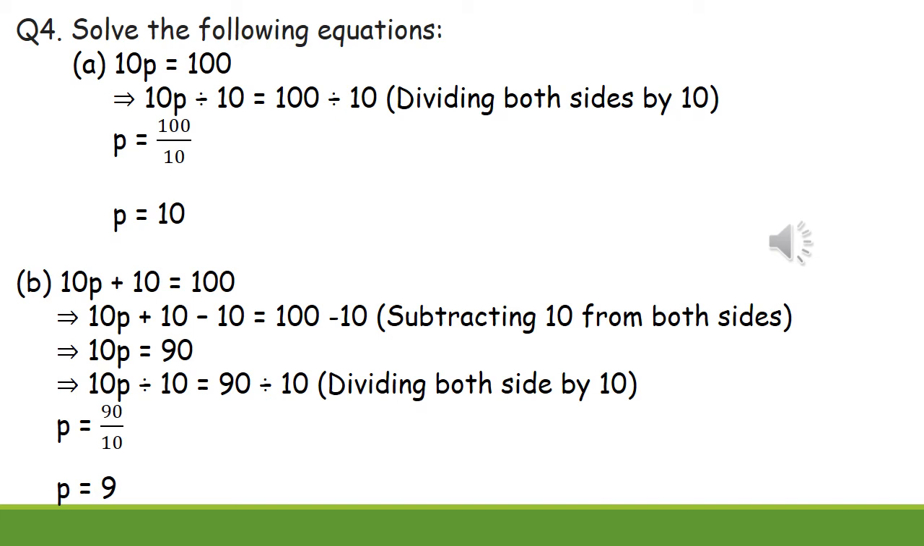Now we are removing 10 from p. It is multiplied with p. So we are dividing both sides by 10. 10p divided by 10 is equal to 90 divided by 10. P is equal to 90 by 10. That is p is equal to 9.